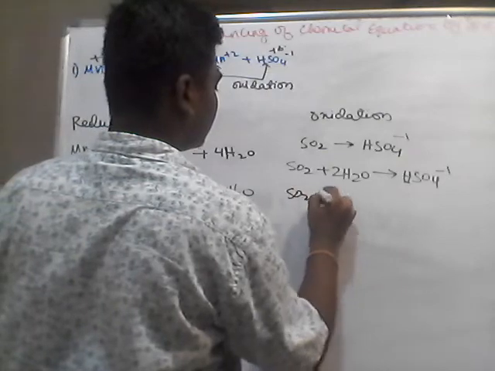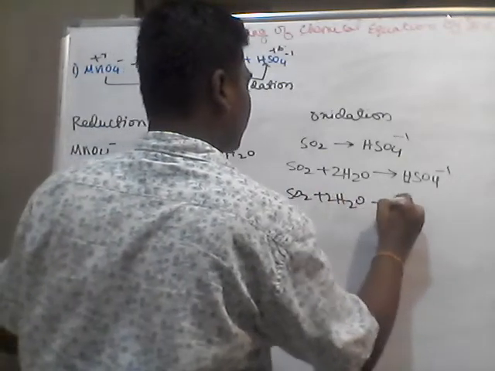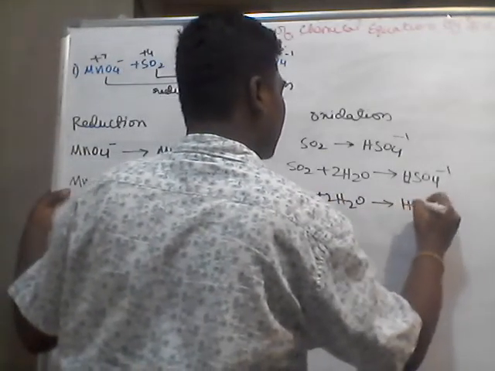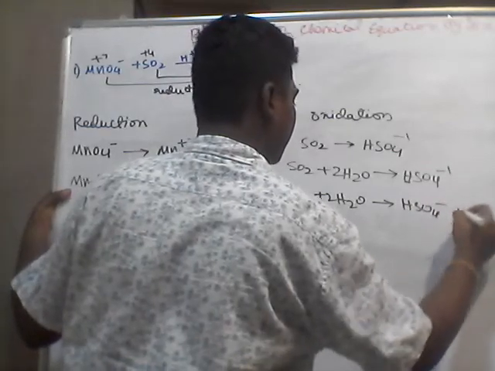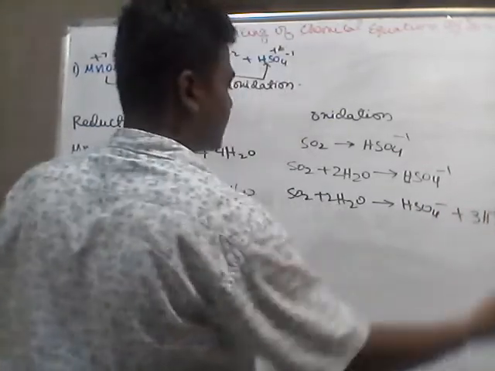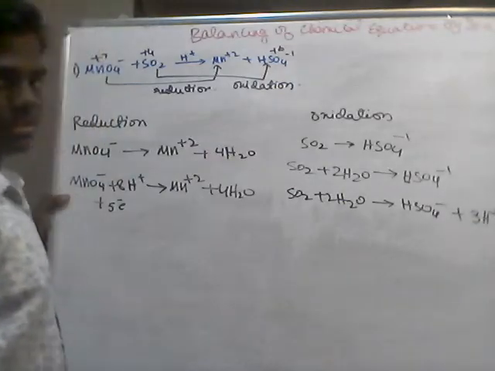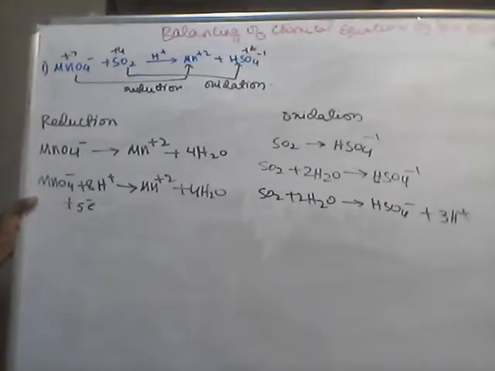So what I will do: 2H2O gives HSO4 minus plus 3H plus. That's it.